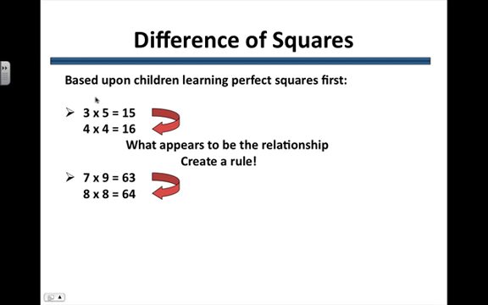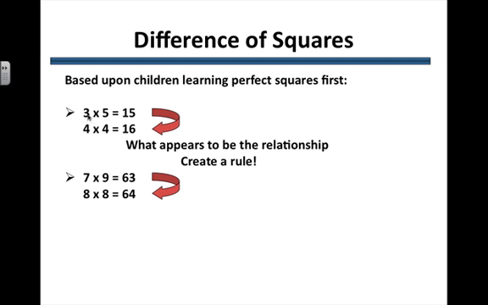And the whole idea behind difference of squares is that people learn their perfect squares first. People know what 10 times 10 is and what 8 times 8 is, before they learn their other basic facts of multiplication. And if we can use what we already know to build upon our knowledge, then all the better.